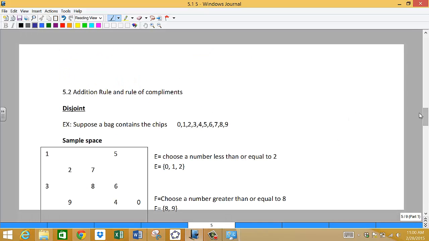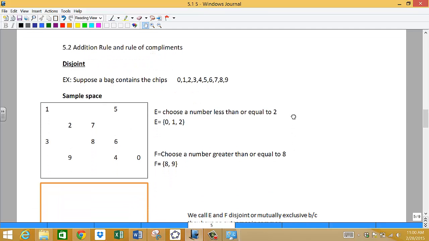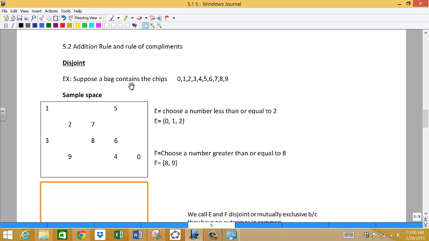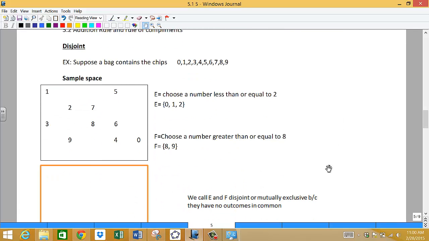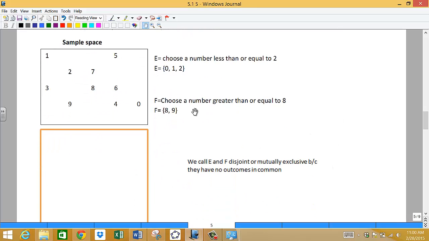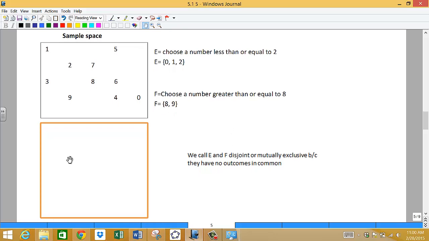5.2. And we're going to look at the addition rule here. So let's say that we've got a bag, poker bag maybe, that contains the poker chips from 0 to 9. We've got a sample space here. It's kind of like the bag. We choose a number less than or equal to 2, which would be the event E: 0, 1, 2. And F, choose a number greater than or equal to 8, which would be 8 or 9. And so let's draw these events out here. So we've got E and F. And notice how I draw these, E and F. 0, 1, 2, 8, 9.